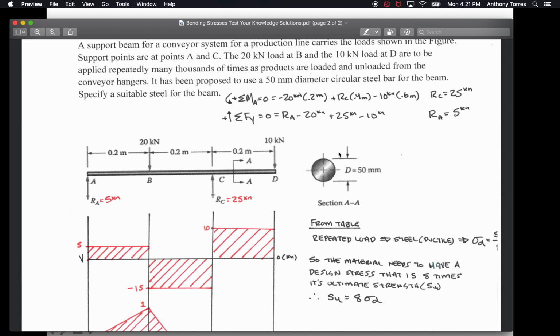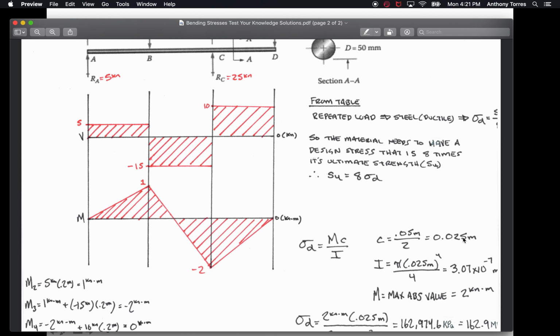So based on all steels, all types of materials have a sigma U or SU and an SY. Well, the steel that we want to withstand this repeated loading condition needs to have an SU 8 times whatever the design stress is. So what is the maximum design stress? That's still equal to MC over I. C is equal to half of the diameter. It's a 50 millimeter diameter. I put it in meters. 0.05 meters divided by 2 is equal to 0.025 meters. The moment of inertia.